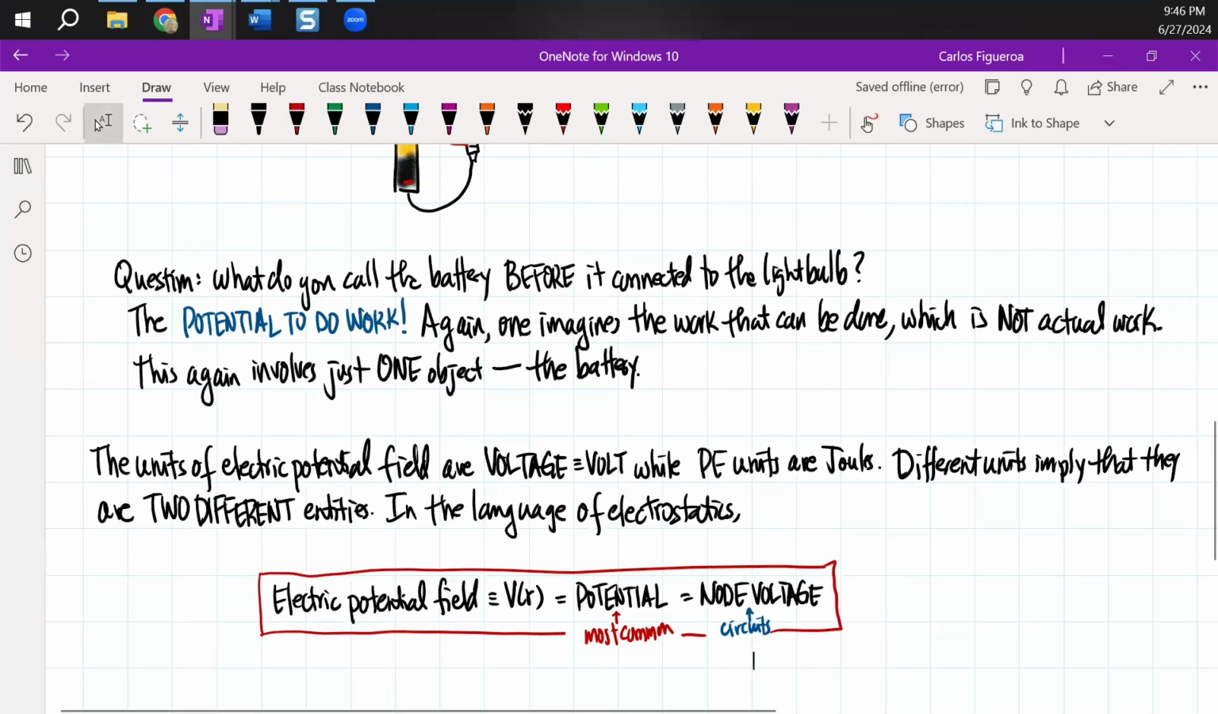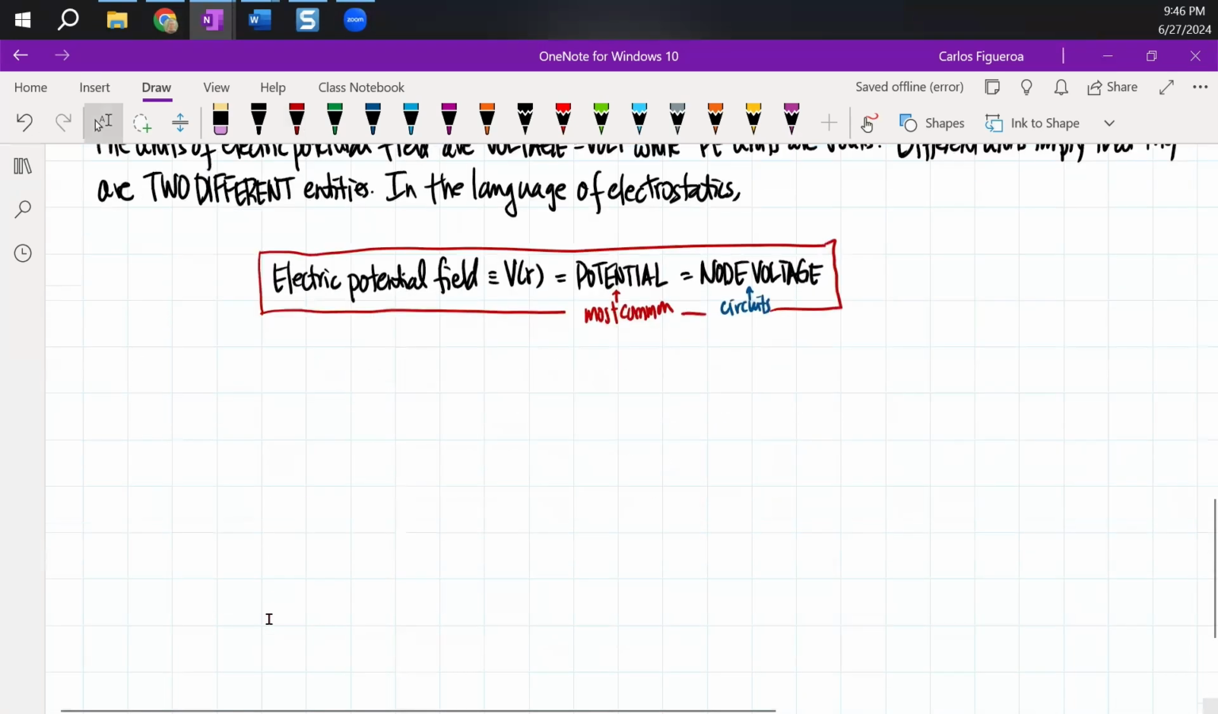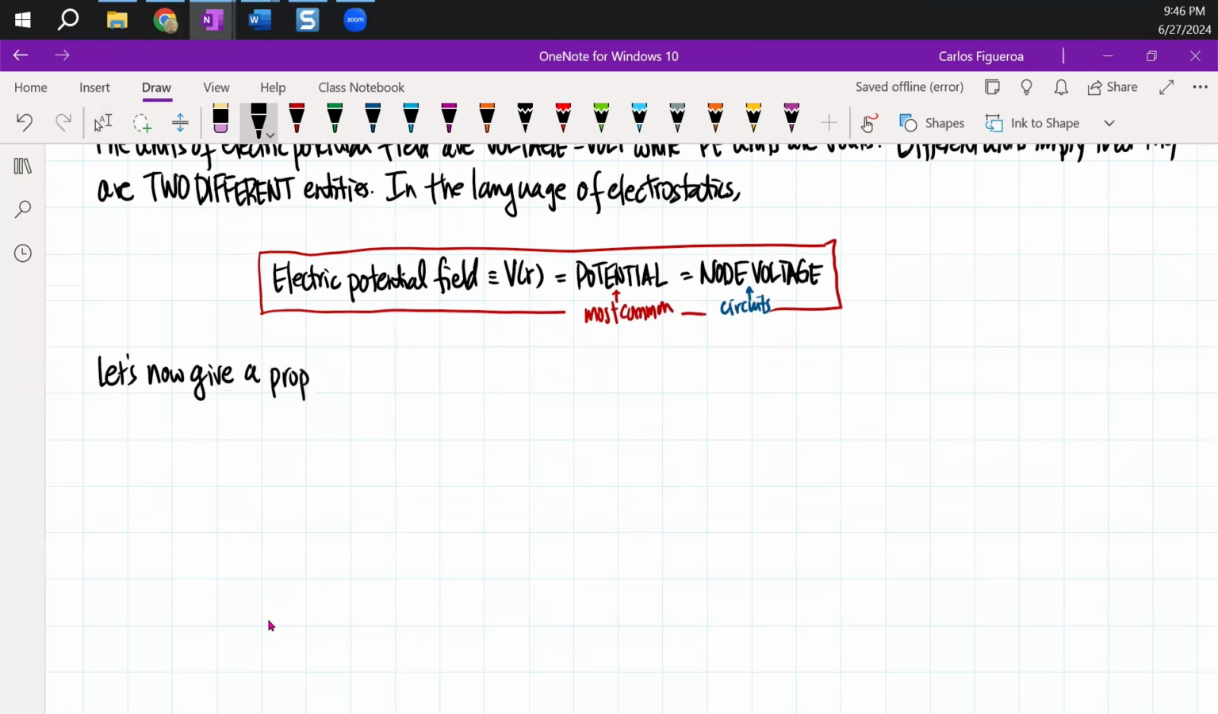So now our job is to start to look at what are the connections here. Let's now give a proper introduction to the potential field.